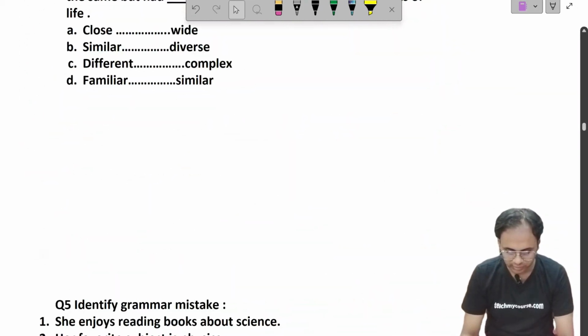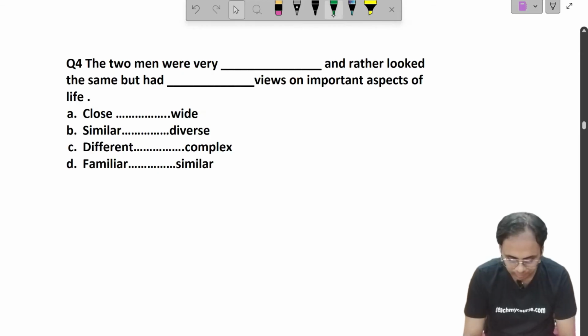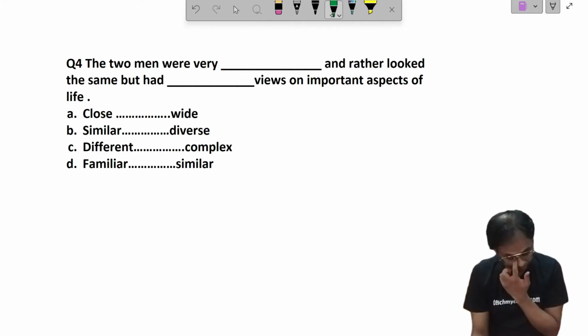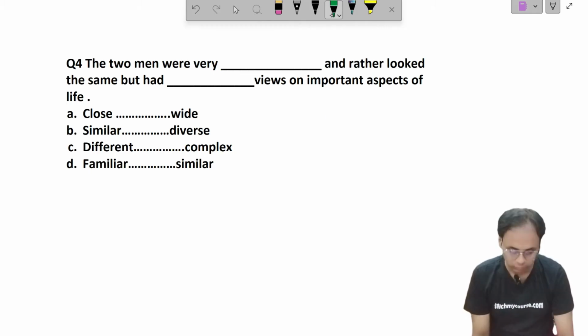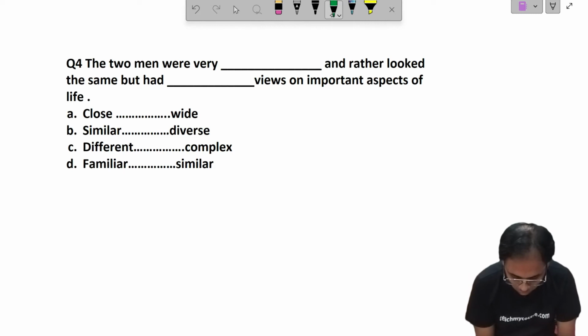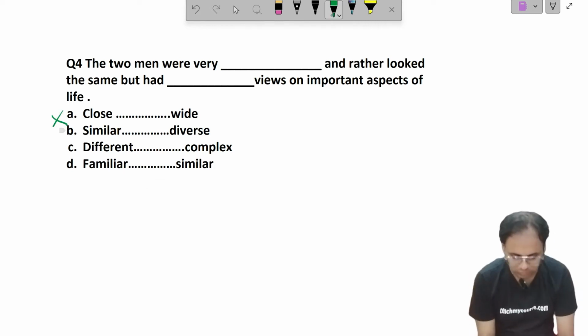Next question we have, another fill in the blank: the two men were very dash and rather looked the same but had dash views on important aspects of life. So when we compare two people, we can see the two men were very close. Close is not a very good word when we use it with two persons.